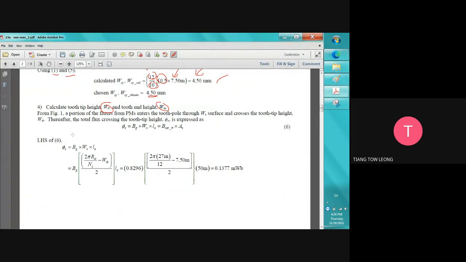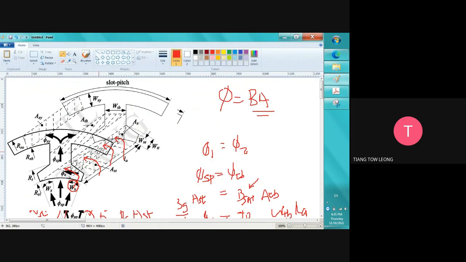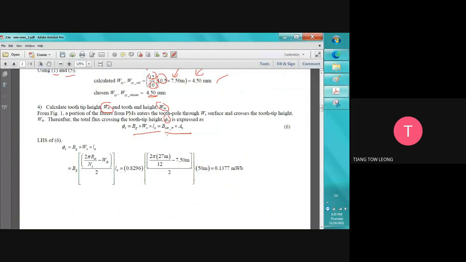Therefore, the total flux crossing the tooth tip height is expressed as VA equals VA. So VA is BG times WX times LA. So let's take a look. Between the BG here is times WX times LA, and then equals B saturation times WTT and then times LA. This B saturation is B saturation TT, tooth tip. Later we'll explain. We go to the left hand side first.